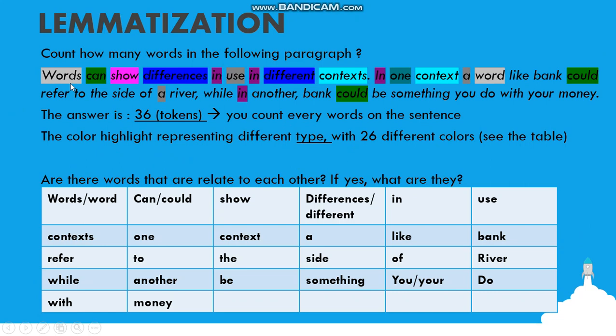So, for example, we have two sentences here. Words can show differences in use in different contexts. In one context, a word like bank could refer to the side of a river, while in another, a bank could be something you do with your money. So if we try to do the lemmatization with a single process, irregularity, and make them into one classification, we are going to see that we only have like 26 types.